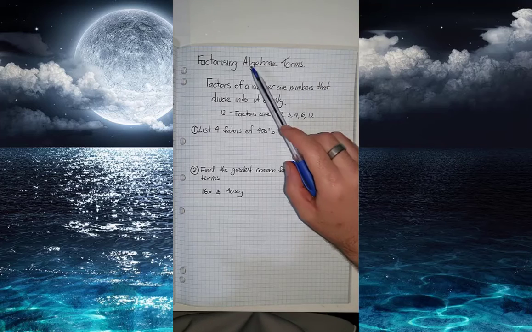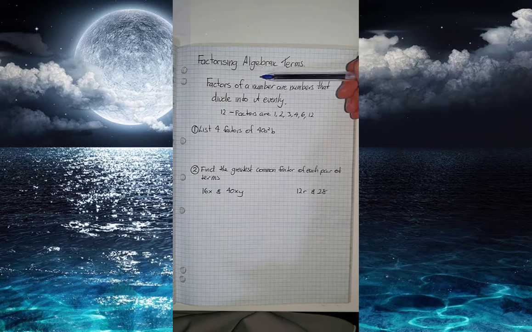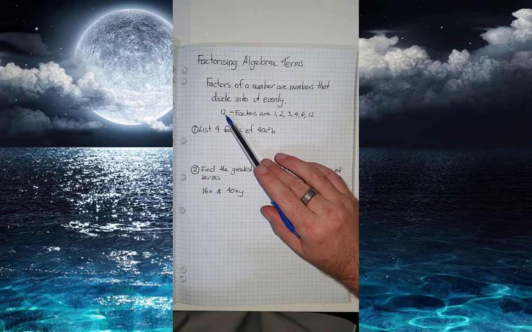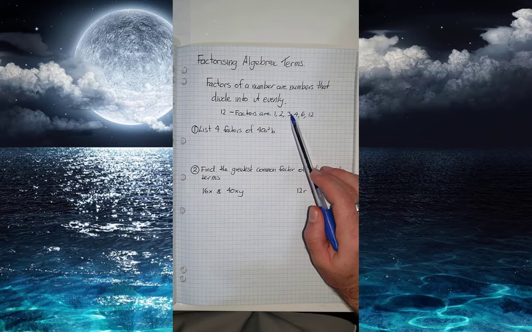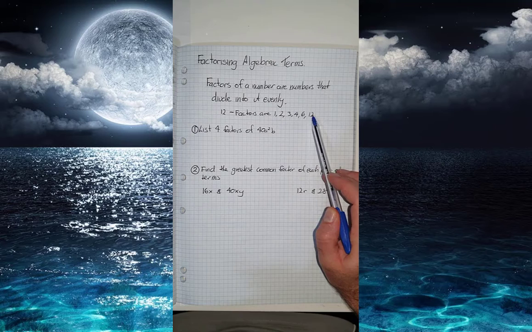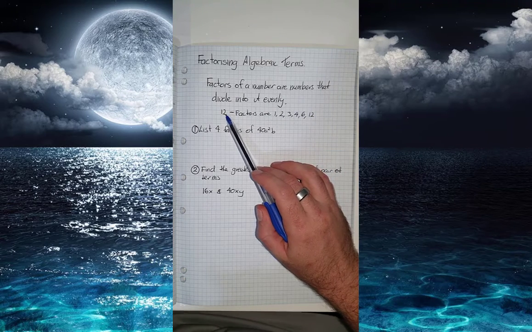So we're going to have a look at how to factorize algebraic terms. Remember that factors of a number are numbers that divide into it evenly. If we take 12 for example, the factors of 12 include 1, 2, 3, 4, 6, and 12. Each of these numbers divides evenly into 12.